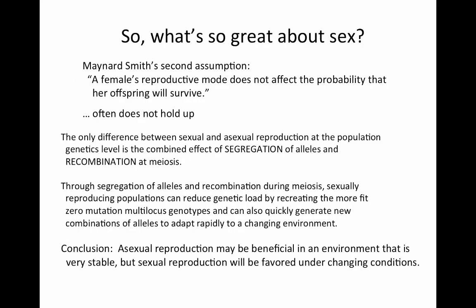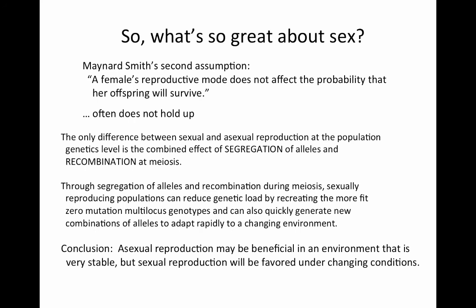So in conclusion, what's so great about sex? Through segregation of alleles and recombination during meiosis, sexually reproducing populations can reduce genetic load by recreating the more fit zero mutation multilocus genotypes, and they can also quickly generate new combinations of alleles to adapt rapidly to a changing environment. And we saw both of these two mechanisms demonstrated in the same species. So both of these things are happening all the time in species that are able to either reproduce sexually or asexually.